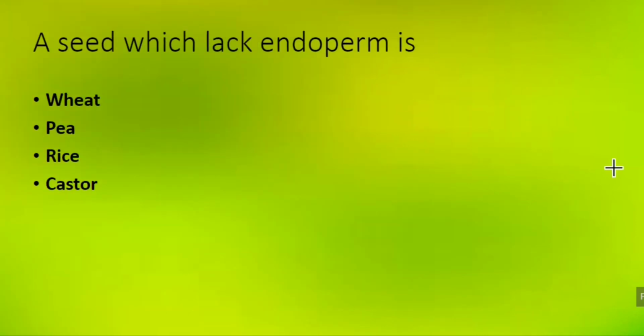A seed which lacks endosperm is. We know that based on the presence of endosperm, there can be endospermous and non-endospermous seeds, or we can say albuminous and non-albuminous. So usually monocots are albuminous or endospermous. They retain their endosperm. Whereas when it comes to dicots, the endosperm will be utilized by the time the seed develops. So here P is a dicot which is actually having only cotyledons. It does not have any endosperm in it. So here the answer is P.